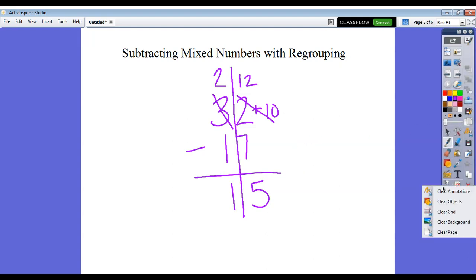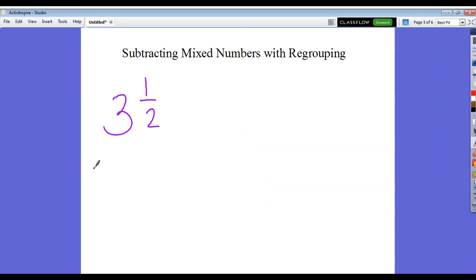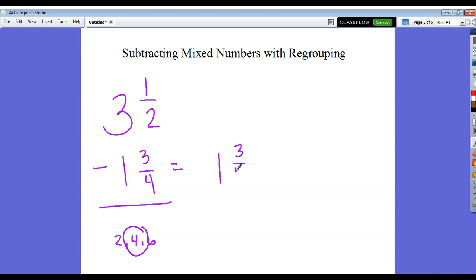So if I want to do this with mixed numbers, it's going to work the same way. So if I wanted to do 3 1/2 minus 1 3/4, I first need to find a common denominator. So my common denominator, if I count by twos, I would say 2, 4, 6. Well, this is already 4, so my common denominator is going to be 4, which means that 1 3/4 gets to stay 1 3/4. And 3 1/2 is going to become 3.